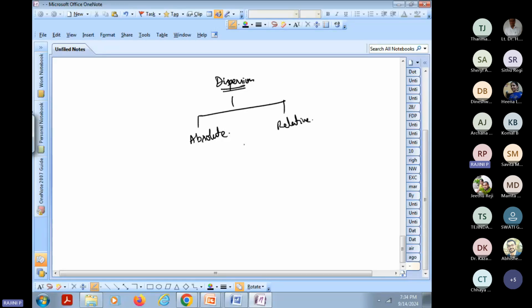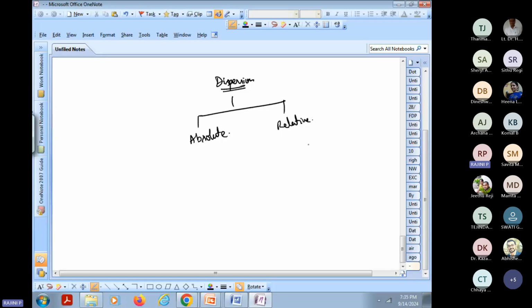So what is the difference between absolute and relative? If you have data and you want to calculate how much variation is there in the data, then you go for an absolute variation. You just say how much variation is in the data, that's it. You're not going for any comparison. Then we go for absolute dispersion.